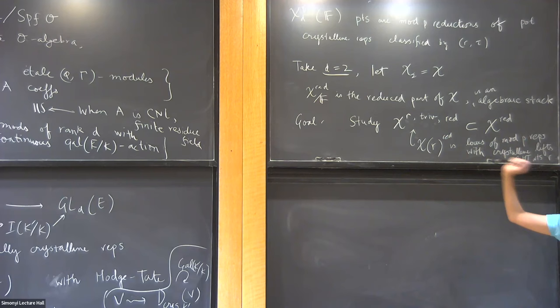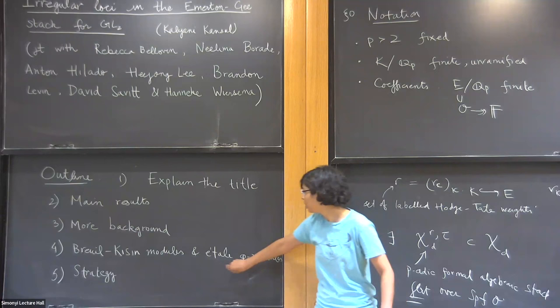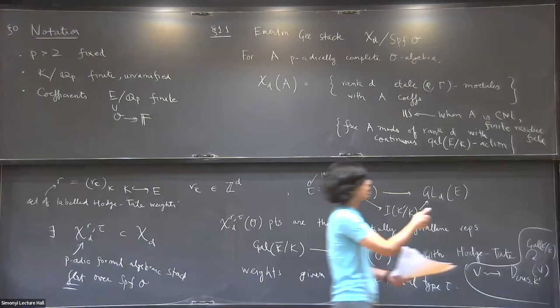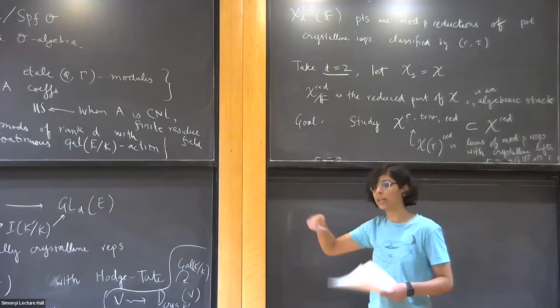Why did you introduce the inertial type you want to get rid of? Because I will use the inertial type when I use this structure to study these loci. So essentially, we will embed these loci into other loci for other Hodge-Tate weights and varying inertial types. And that's all we study there.